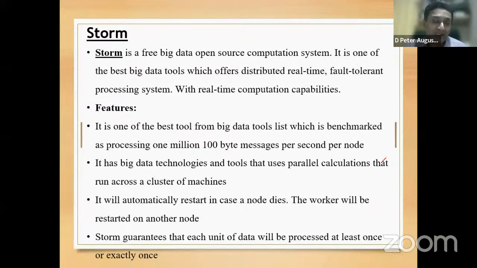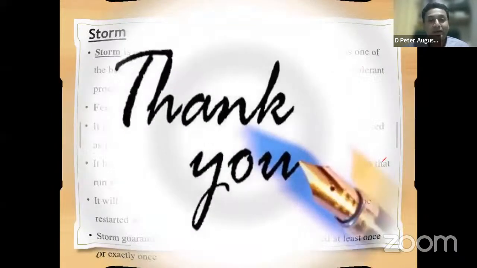Storm is again from Apache. It is similar to that, but a little faster. You can see here it may handle even 1,000,000 100-byte messages per second on a node, and we have multiple nodes. It's distributed computing. When we talk about Hadoop, it is batch processing, and here we have a distributed real-time fault-tolerant processing system, which guarantees that each unit will be processed at least once or exactly once.